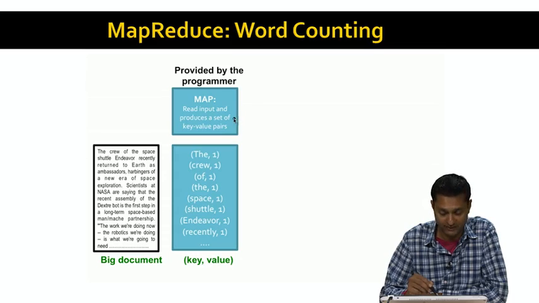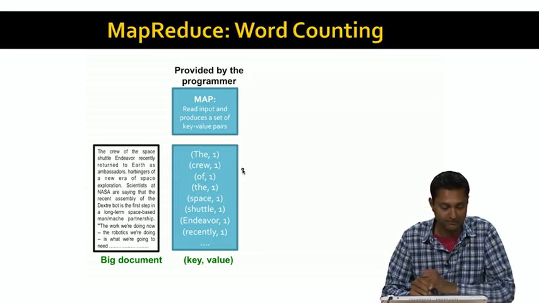And the key value pairs in this case are going to be the key, each word is going to be a key, and the value is going to be the number 1, right? So for example, the word the and 1, crew and 1, and so on, and the word the appears again, and so there's another the 1 here, and so on. So these are the intermediate key value pairs that are produced by the map function.